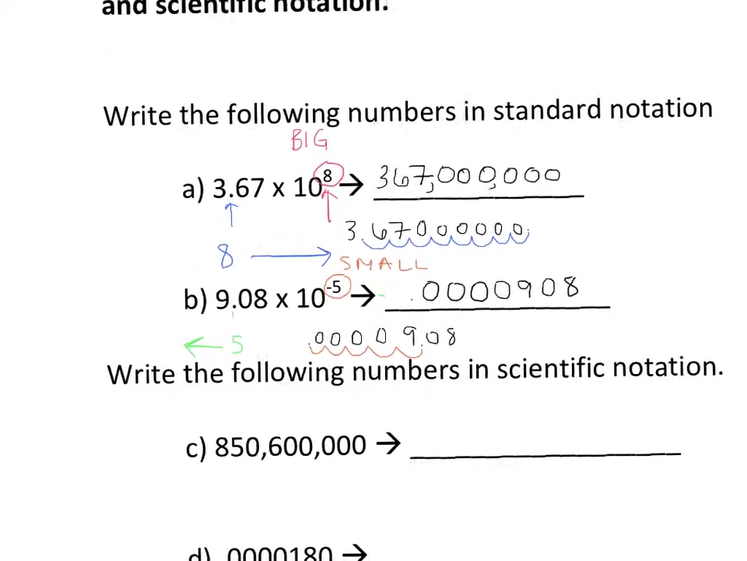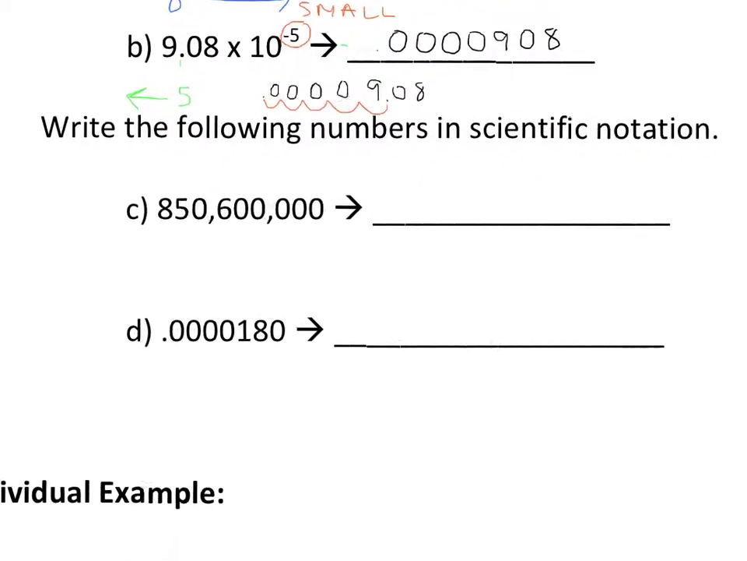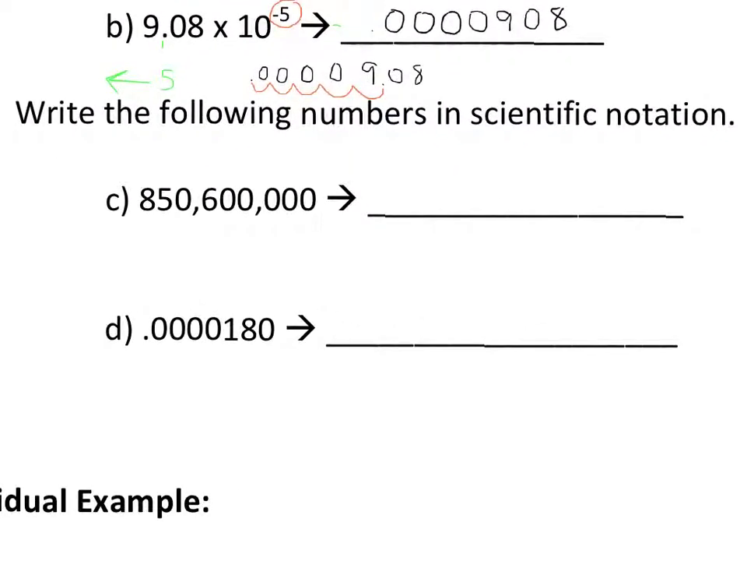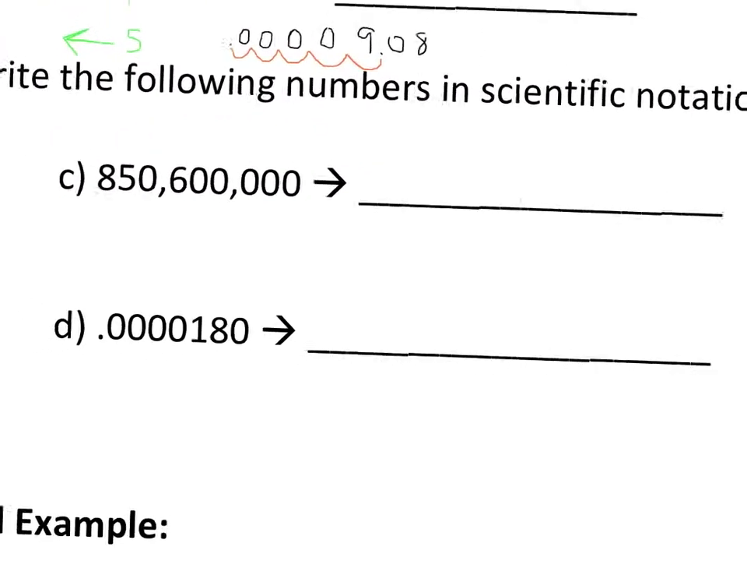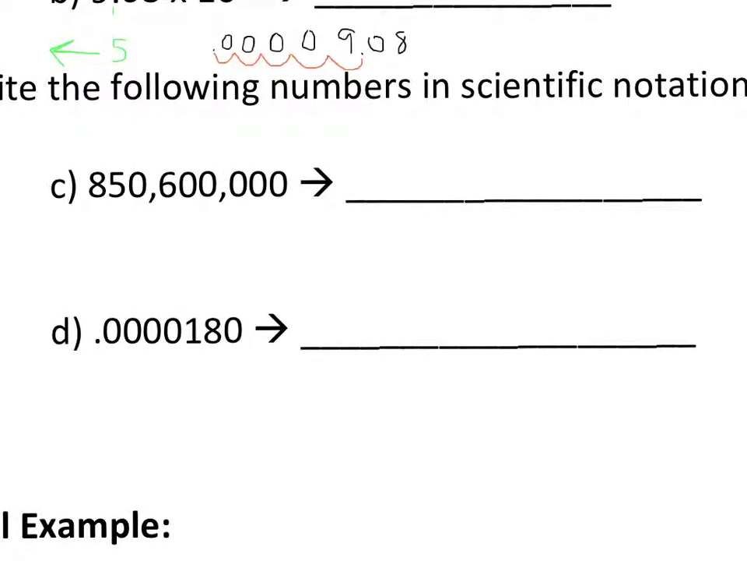Now if we zoom back out, we can also go in the opposite direction. And we want to write the following numbers in scientific notation. So, C is written in standard notation. And our number is 850,600,000. So, we want to express this in scientific notation.